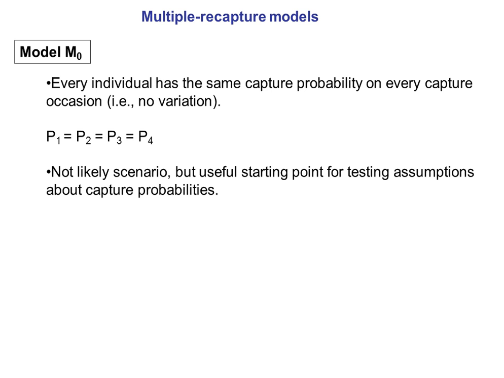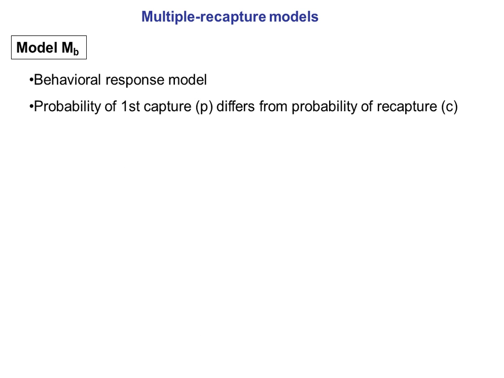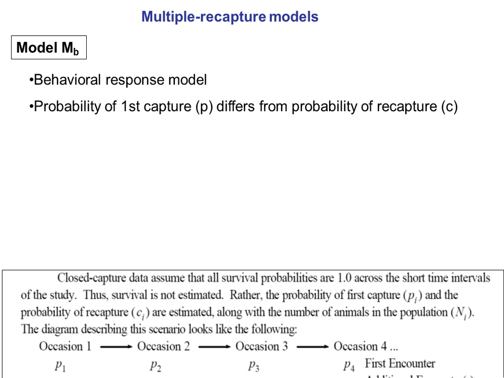Every individual has the same capture probability on every capture occasion. That's the one assumption. That's not a likely scenario, but it's a good starting point for testing assumptions about capture probabilities. And then the other model here, M sub T, capture probabilities can vary with time. Variation could be due to changing weather or changing effort. Past capture history does not influence current capture probability, and all individuals have the same probability of capture at each occasion. That's called the equal catchability assumption. And then here's the model M sub B, a behavioral response model, and it assumes that the probability of first capture differs from the probability of recapture.